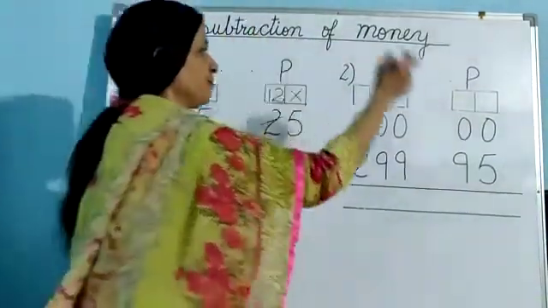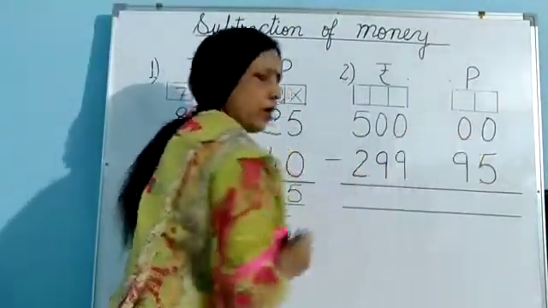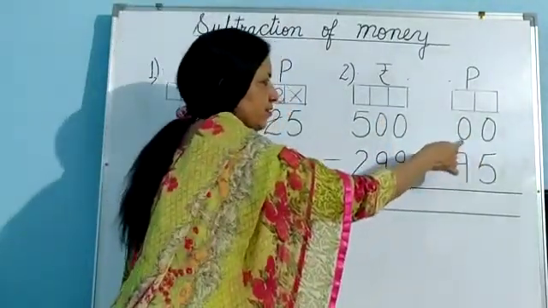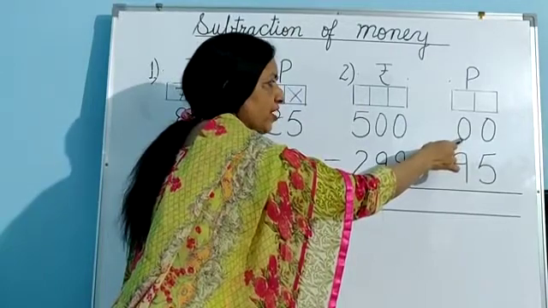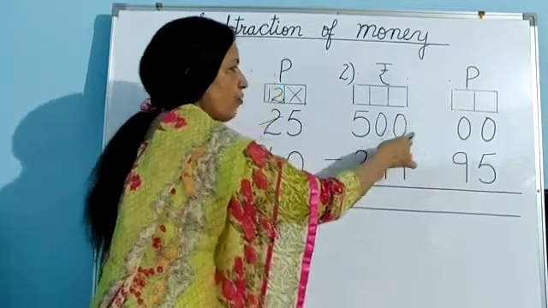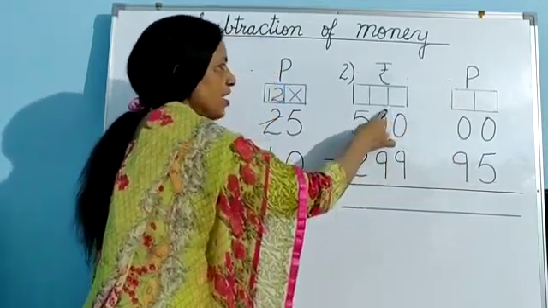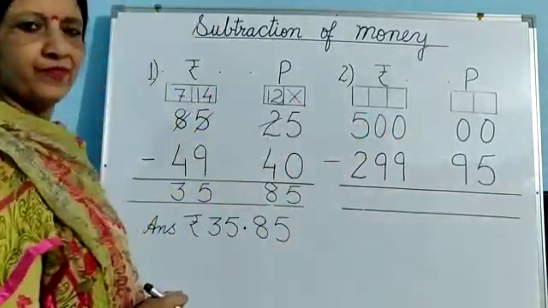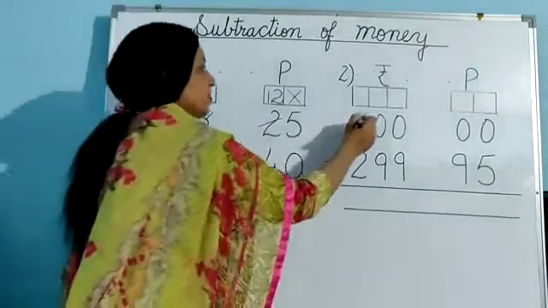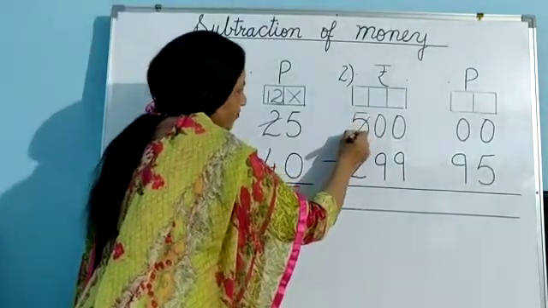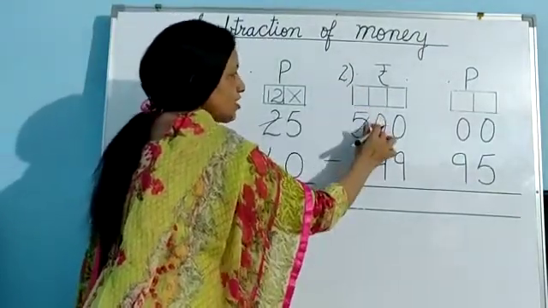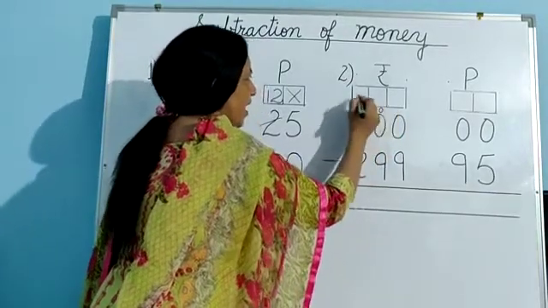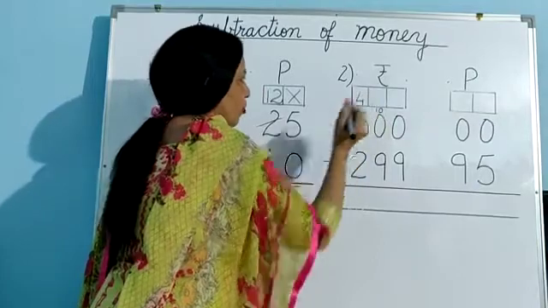Now beta, this 0 is smaller. This 0 will borrow from this. This 0 doesn't have any number. It will borrow from next. And this 0 will borrow from 5. Clear beta? This 5 will give 1 to this 0. This will become 10. And this 5 will become 4.